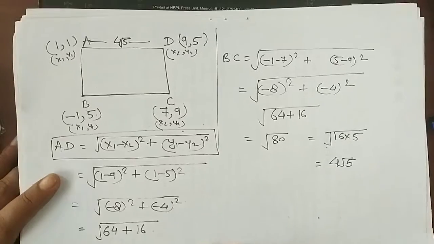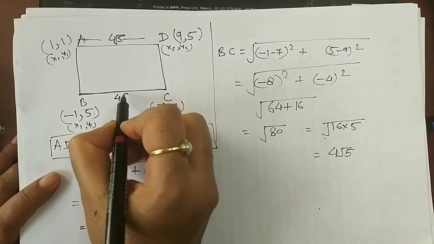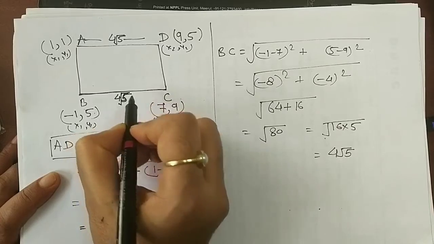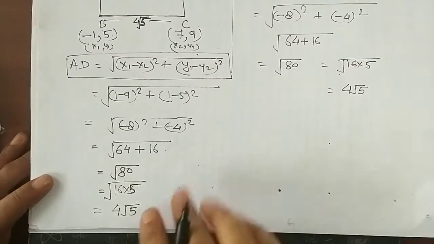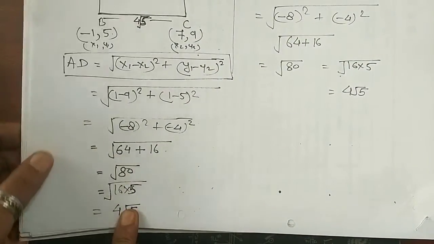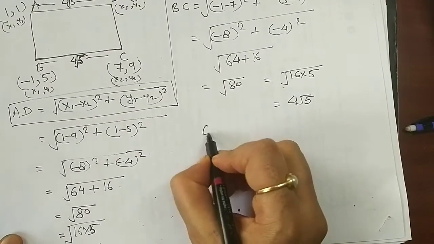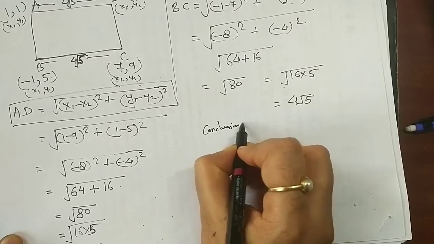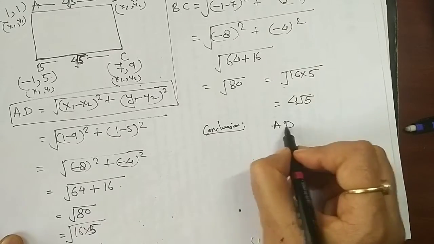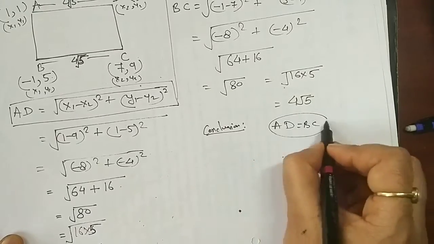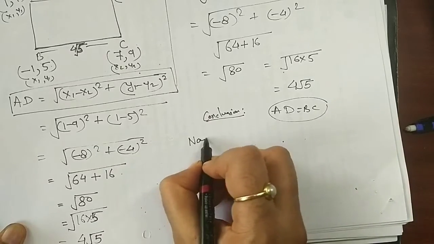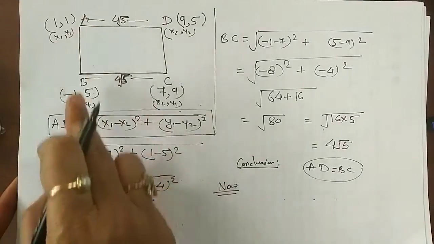So guys, this also I got 4 root of 5, which is the same as I got this. So at least I got AD is equal to BC. So write down the conclusion. This is not final actually, but AD is equal to BC. This is the first conclusion. Now what I will calculate is AB.